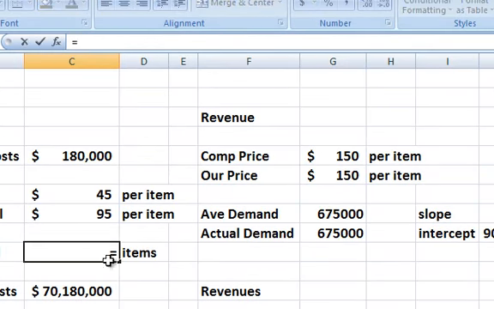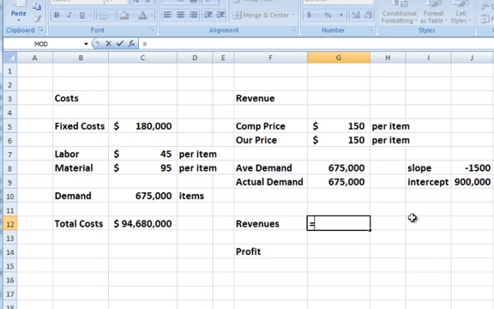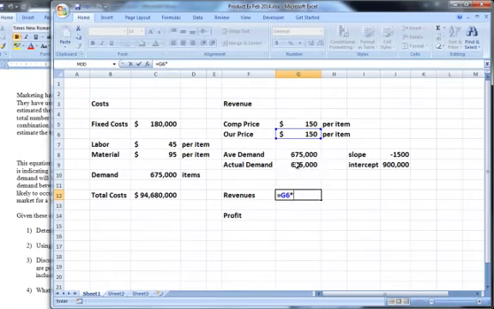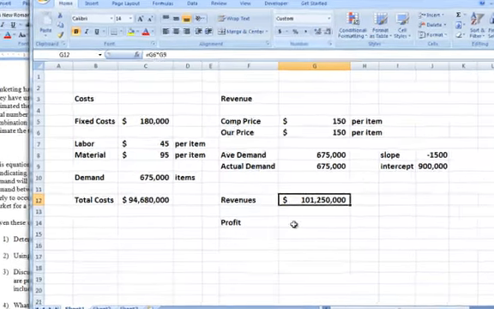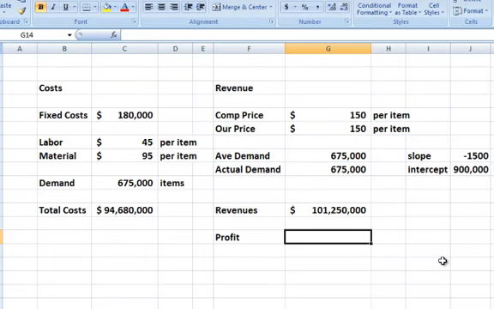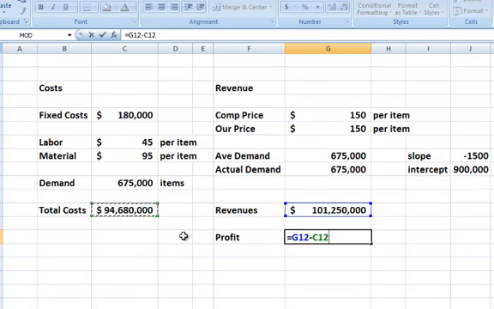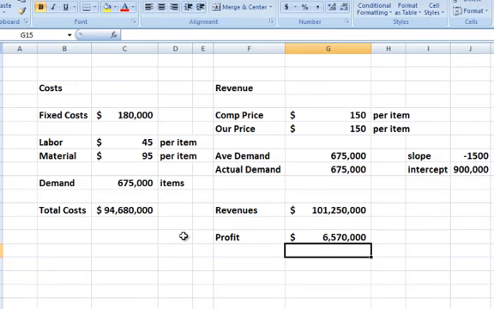Revenues can now be calculated. If we know what our demand is and we know what our price is, we'll just multiply the price times the actual demand, and that's how much revenue has been generated. Now, with that in hand, we can figure out the profit. Profit would be the revenues we generated, 101 million, minus the cost it takes to produce that, 95 million almost, for a net profit of about $6.5 million. We would call this a point estimate of our profit.